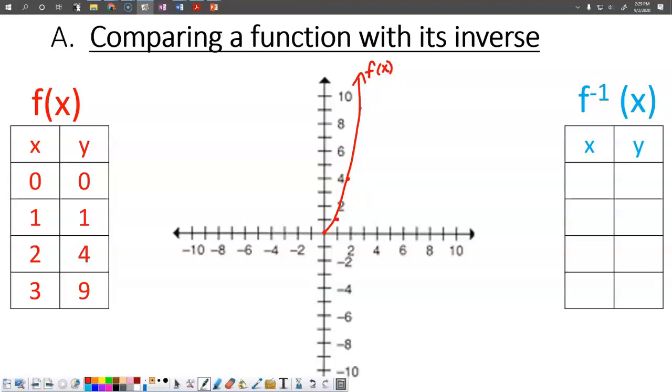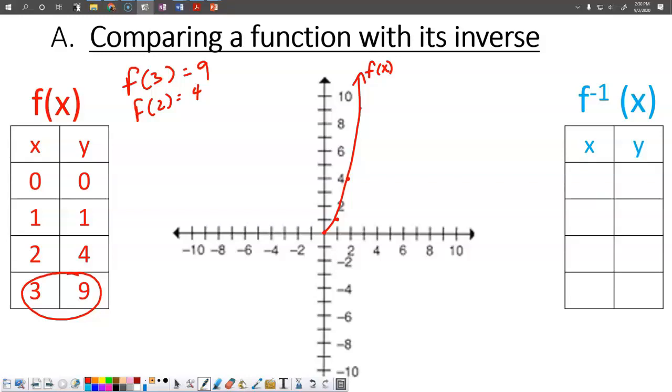Another way to write this instead of as a table would be like this, like f of 3 equals 9, right? Or f of 2 equals 4. Because 3 is the input, 9 is the output. 2 is the input, then 4 is the output.